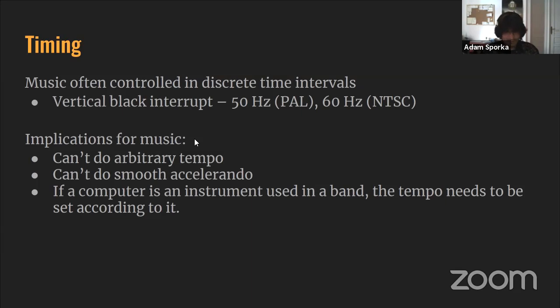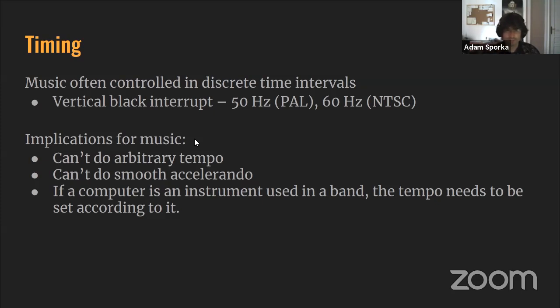Oh yeah, so that was one thing. Another limitation, as I was saying, was the timing. The music was often controlled in discrete time intervals. Very often it was something like the vertical blank interrupt. So you couldn't do arbitrary tempo. You only had specific tempos which you actually could choose from. So you couldn't do, let's say, smooth speeding up, smooth slowing down, or anything like that.